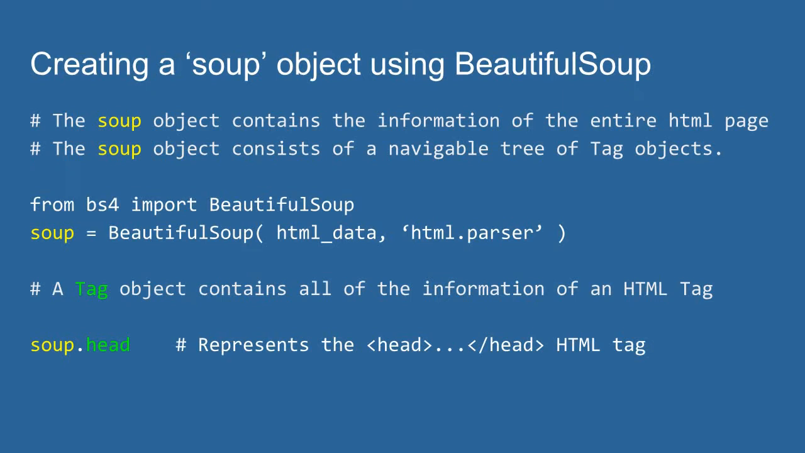In the previous videos, we showed how you could get HTML information from a website. This module in Python is going to let us convert that HTML into a data structure that we can kind of travel along and search through. So the soup object consists of a navigable tree of tag objects, and we'll get into that in just a moment.